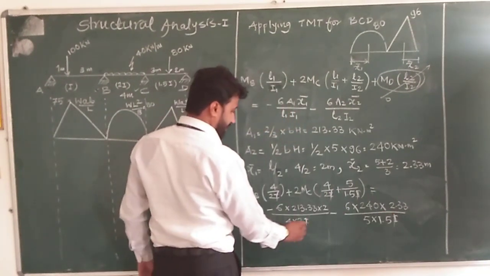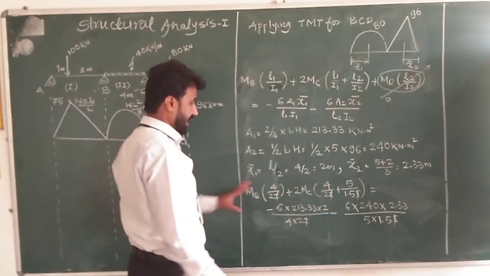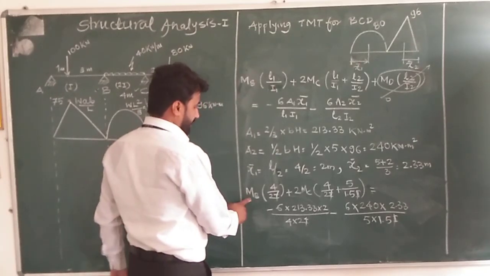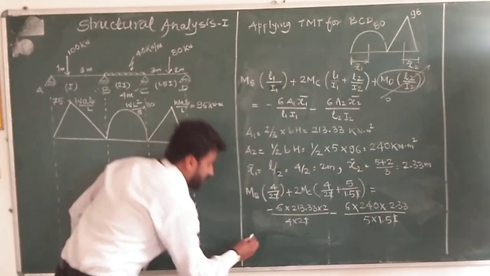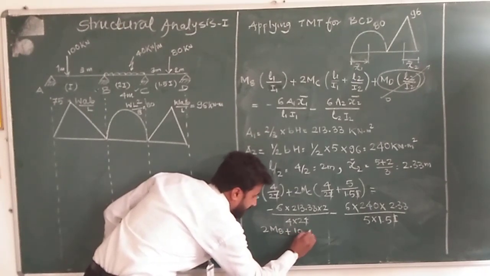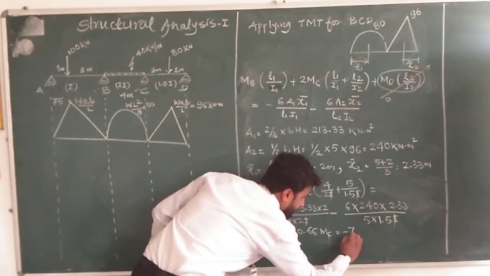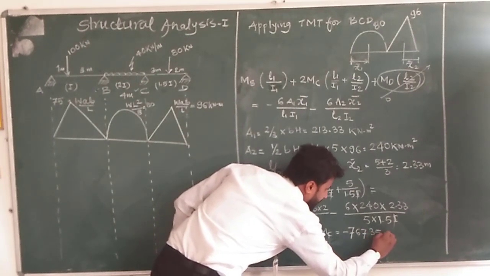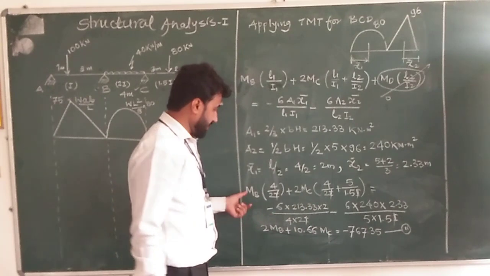Okay. Now if you calculate this value, we have to first cancel this I value with this I, and we have to keep the remaining values as they are in the calculation part, and we will form another second equation consisting of MB and MC. So if you calculate this value, you will get the equation 2MB plus 10.66 MC is equal to minus 767.35. This is the second equation.